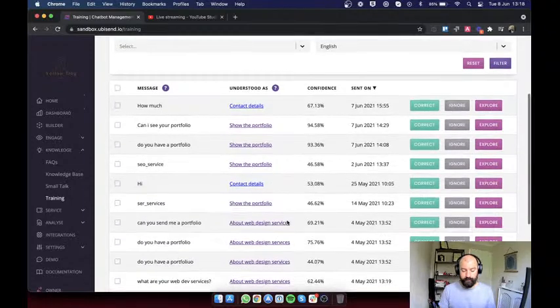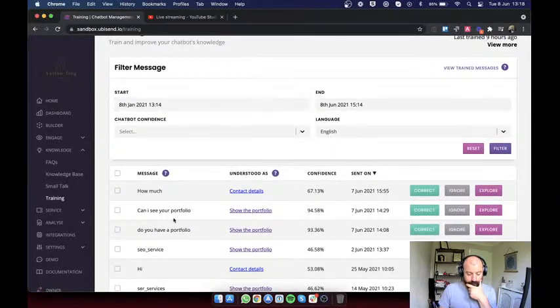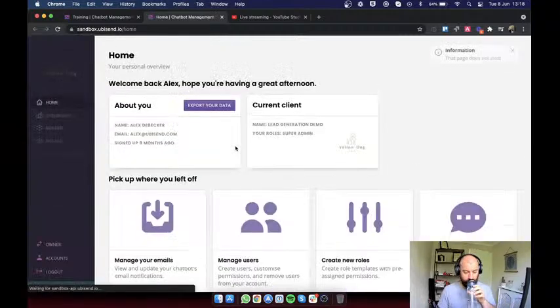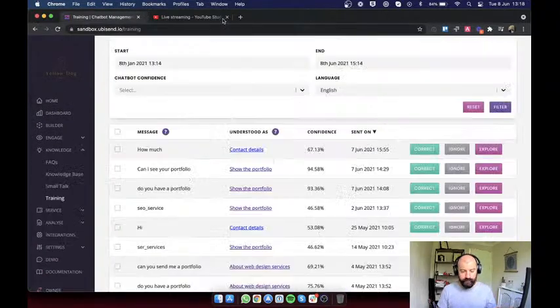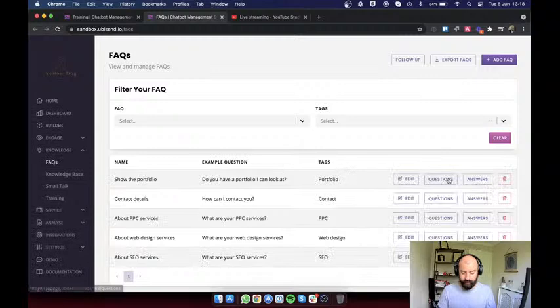All right, so let's go through this. We have a few that are very evident. So, can I see your portfolio, and do you have a portfolio? Let's have a quick look at the FAQ again, just to show you what's going to happen. Oops, I couldn't get to that for some reason. Show the portfolio. Maybe that doesn't exist. Oh, there it is. All right, cool.